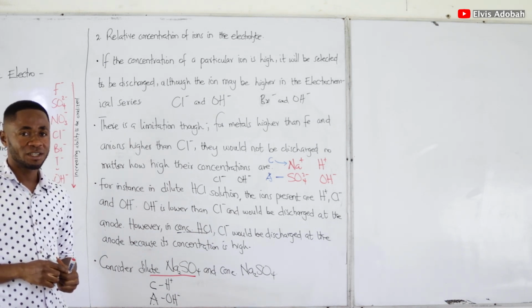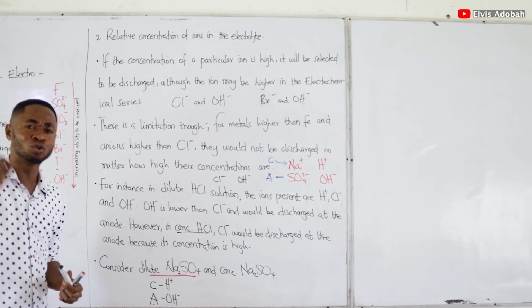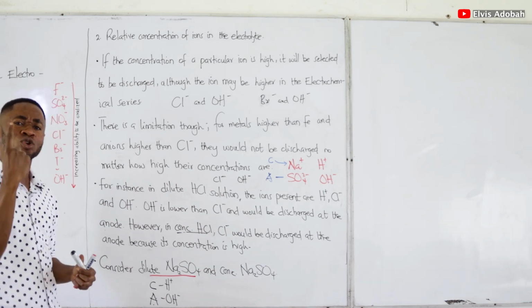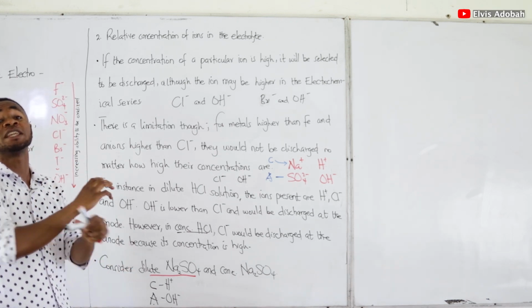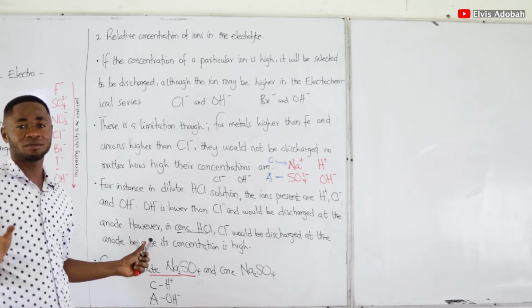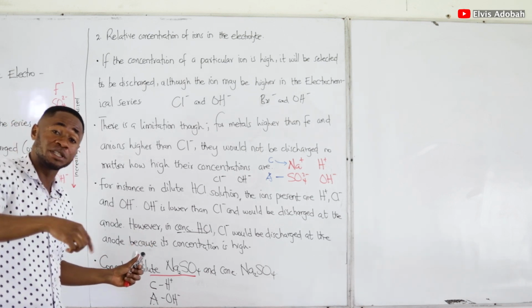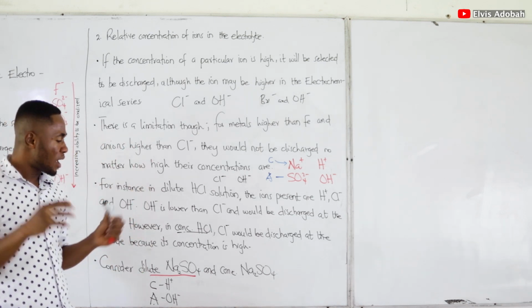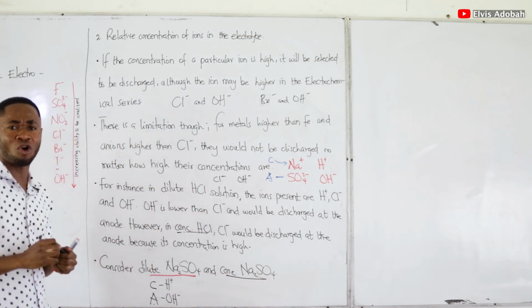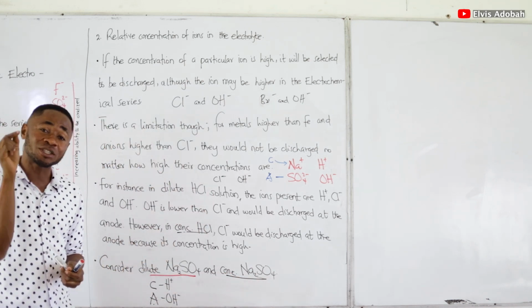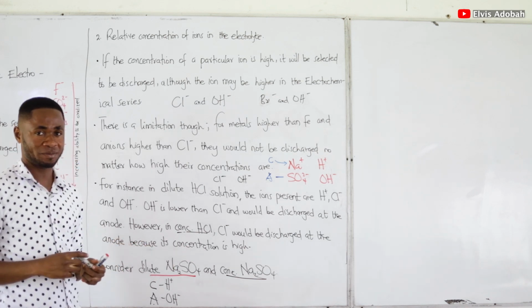Do you see it? Whenever we talk about dilute solutions, always think about only one factor: the positions of the ions in the electrochemical series. The one lower in the series will be discharged. However, when we have concentrated sodium sulfate, or a concentrated solution, that is where we have what? Limitation.